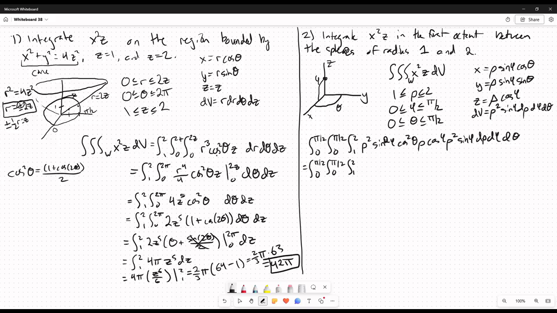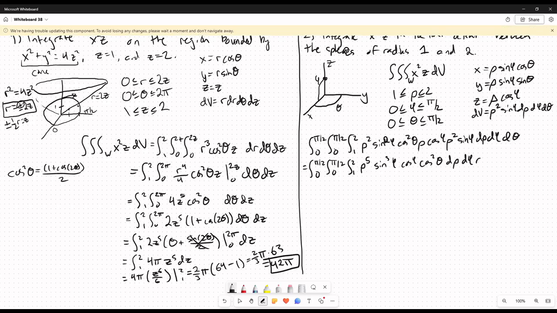I have rho squared and a rho and another rho squared. That's a total of rho to the 5th. I have a total of sine cubed phi. I have a cosine of phi. And I have a cosine squared of theta, d rho, d phi, d theta. Okay, and actually that's not as bad as it looks.